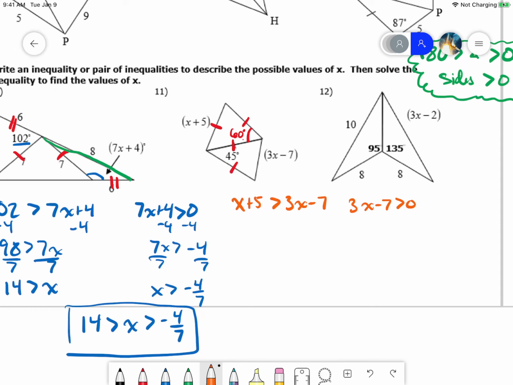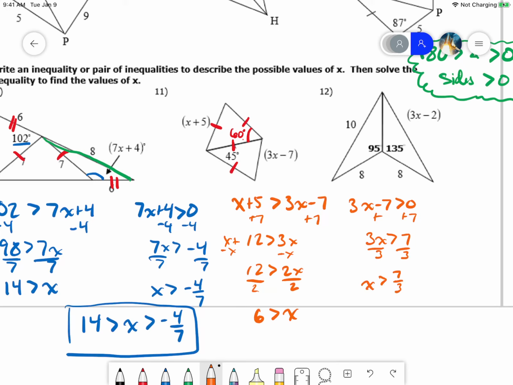Okay? So once again, I'm going to solve each equation. I'm going to add 7, and I get x plus 12 is greater than 3x. Minus x, 12 is greater than 2x, divide by 2, and I have 6 is greater than x. Now I've got to solve the other inequality. I'm going to add 7, and I get 3x is greater than 7, divide by 3, and I get x is greater than 7/3. So x now has to be greater than 7/3, but less than 6, which means that for my solution, x is between 7/3 and 6.